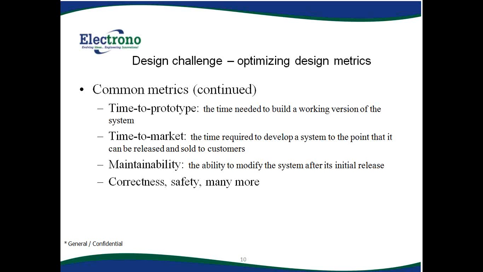Maintainability is the ability to modify the system after its initial release. So we should be able to maintain it and modify it even after the first release. Correctness, safety, and many more. Correctness and safety are very important to any embedded system when it comes to applications like medical or aerospace. There the safety of the patient in medical devices is very important. The correctness in aerospace or even in military applications is very much required.